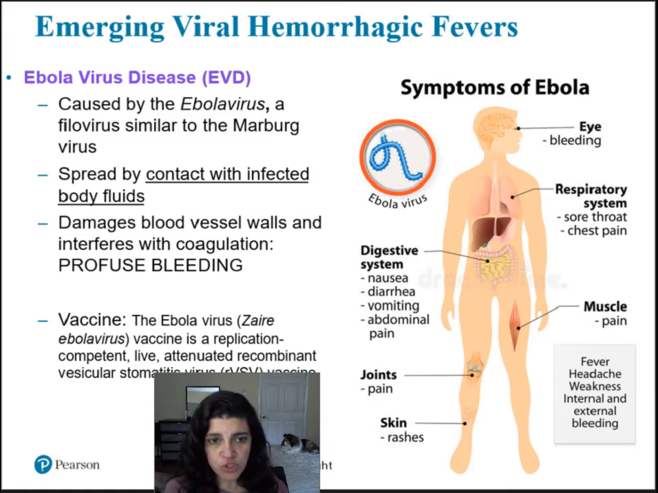The damage to the blood vessels interferes with the coagulation, and then you have that leaking of the blood, right? So we talked about that. Mortality rate is 90%. However, the vaccine can show 100% protection. Recent outbreaks in the Congo have been seen.